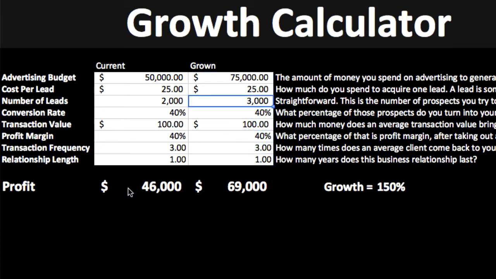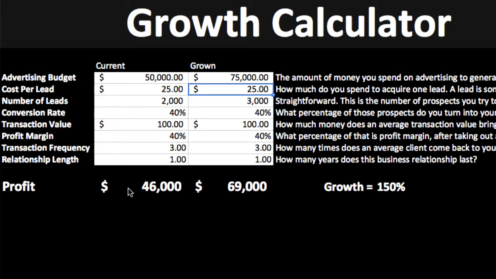So if you increase the advertising budget by 50%, you can witness a 50% growth. It's not 150%, it should be 50%. So I'll adjust this before I send out the calculator to you. But for now, just subtract 100 from whatever you see in this column right here. Now, let's do the interesting stuff. So let's say they have an ad that they've been using for the last 3 years and it has been working pretty consistently. It costs them $25 to acquire a client.